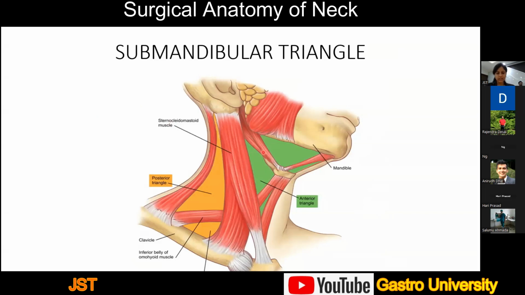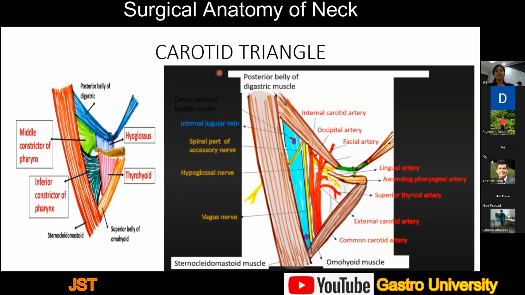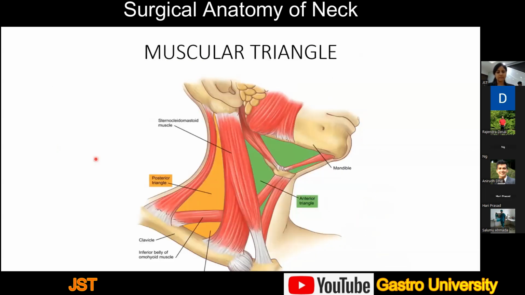Now, the carotid triangle is this triangle. We can see from the boundaries it's the posterior belly of digastric, stylohyoid, omohyoid, and sternocleidomastoid. As the name makes obvious, the contents of the carotid triangle will be the carotid sheath. So the carotid sheath has the common carotid bifurcating into external carotid and internal carotid, the vagus, internal jugular vein, and at the back the cervical sympathetic trunk.